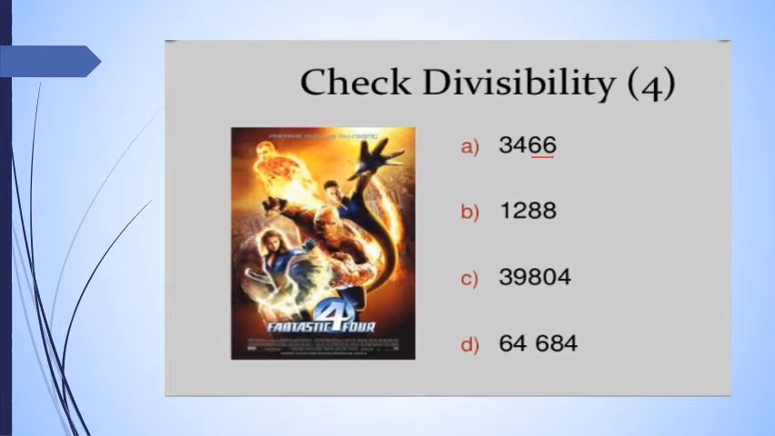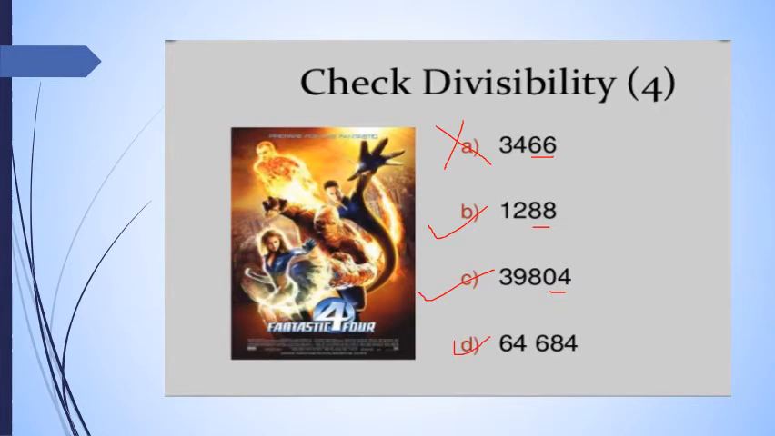The last two digits are 66, and 66 is not a multiple of 4, so we cannot divide this number by 4. 88 is a multiple of 4, so we can divide 1288 by 4, so it is divisible. Now the last two digits are 04, and 04 is divisible by 4, so we can say this is also divisible by 4.